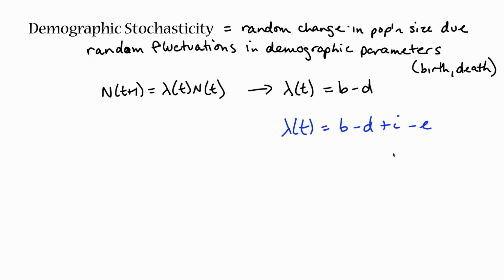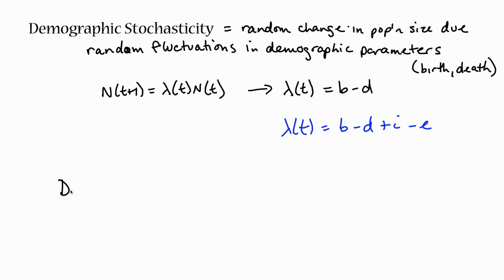This kind of variation is roughly analogous to genetic drift, since it's not biased in one direction or the other. So this kind of stochasticity just makes the population wobble around the expected mean of all of the parameters.